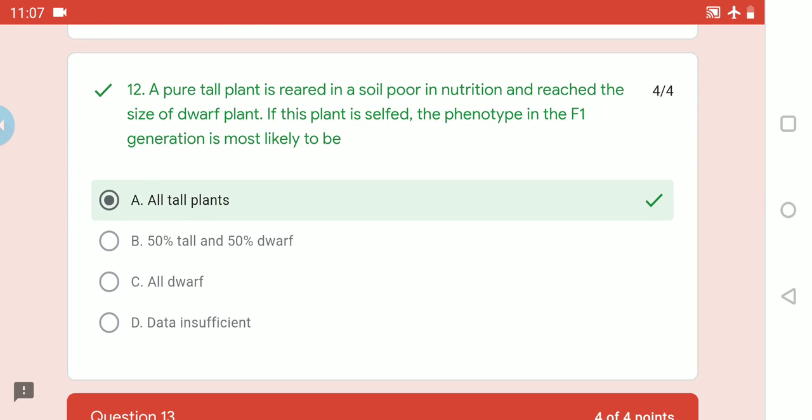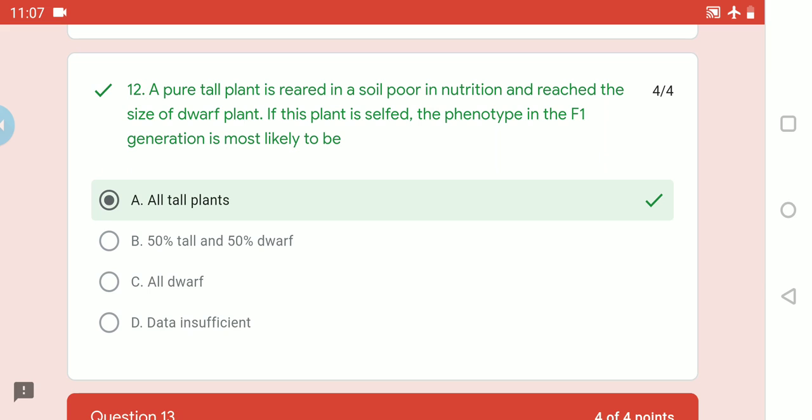The next question: a pure tall plant is reared in a soil. Okay, see, while we are reading this question, you should try to understand it so that you can answer later in the easiest manner, or else it leads to a lot of confusion. A pure tall plant. It is a tall plant, reared in a soil poor in nutrition. Because of the poor nutrition, it reaches only the size of a dwarf plant.